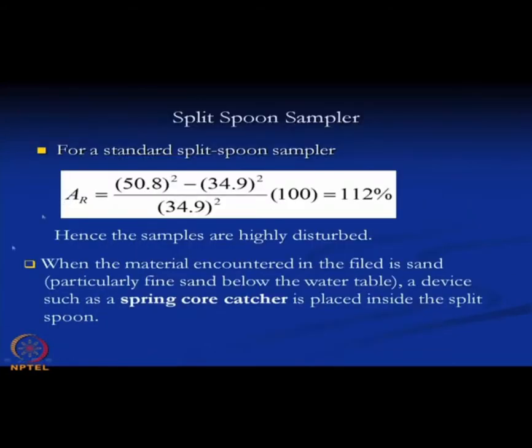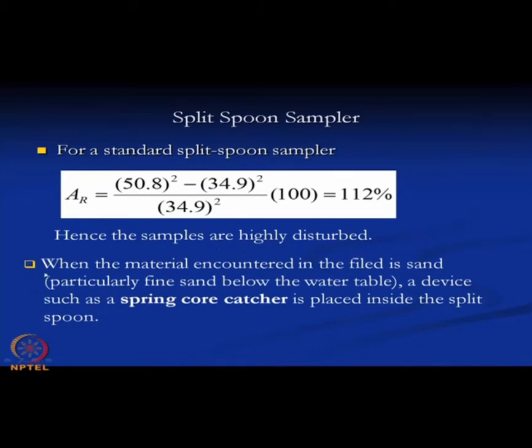So, what would be the area ratio? That is 50.8 squared minus 34.9 squared, since the internal diameter is close to 35, actually 34.9 millimeter. So, the area ratio is 112 percent, whereas for a good sample the area ratio should be equal to or less than 10%, but it is 112%. So, the sample collected by the split spoon sampler is a highly disturbed sample.